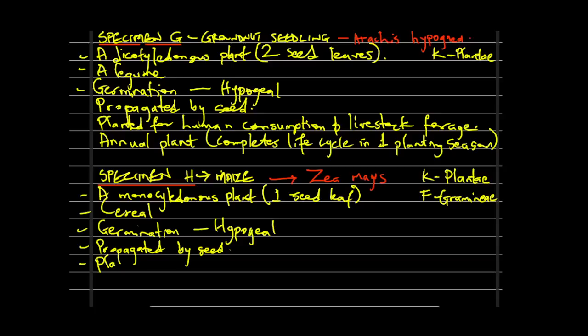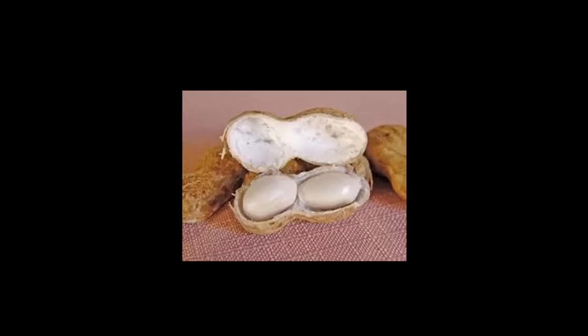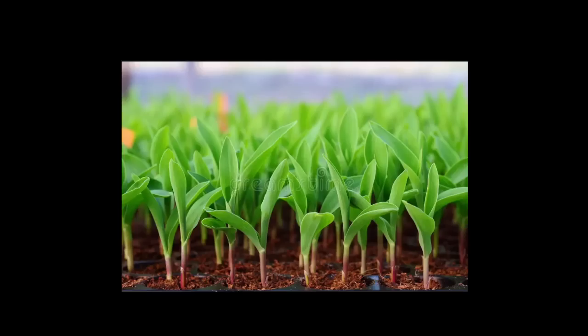Planted for human consumption and poultry. Also, it is annual. It is an annual plant. So we can see the very characteristics that we need to look at in that. So this is what the maize plant looks like. The young seedling of the maize plant. This is what it looks like. So we can see it.